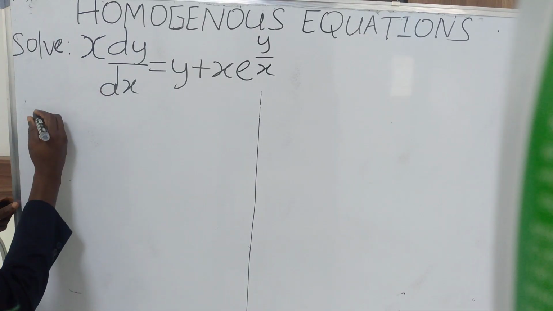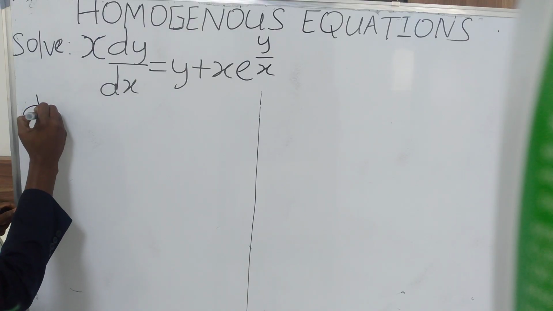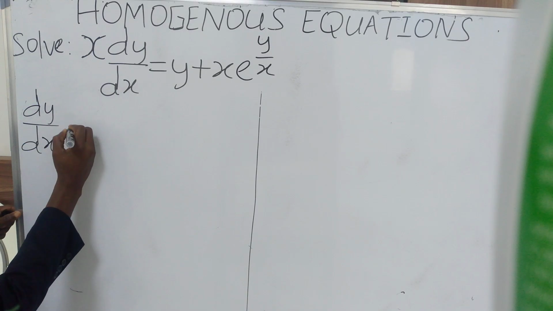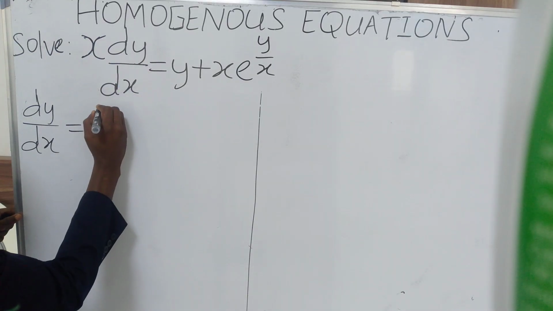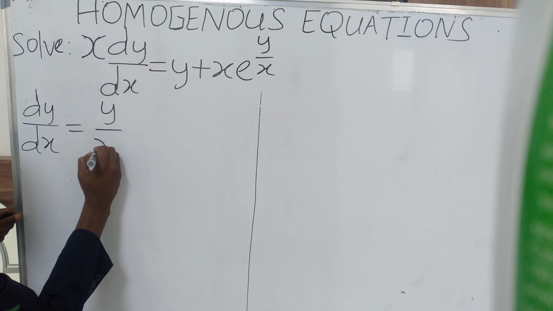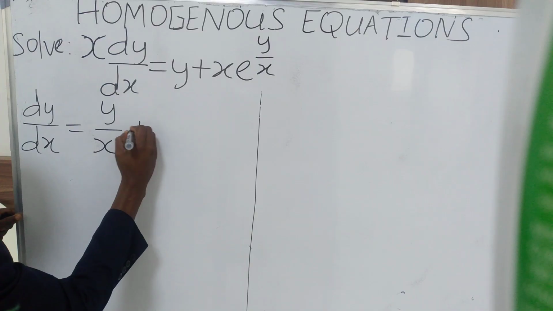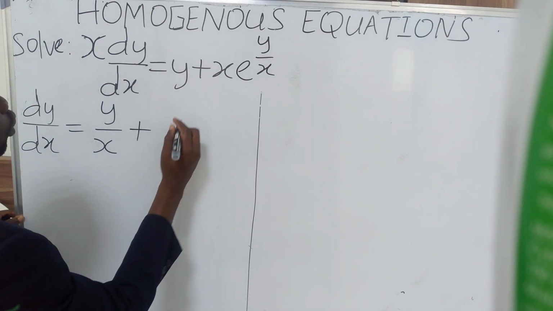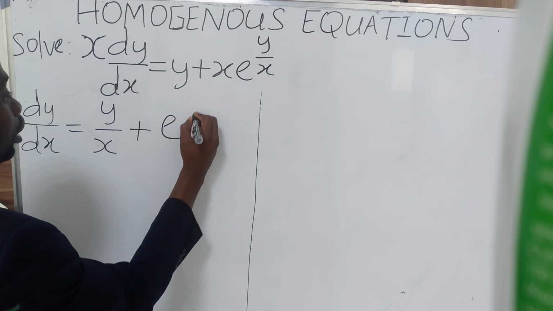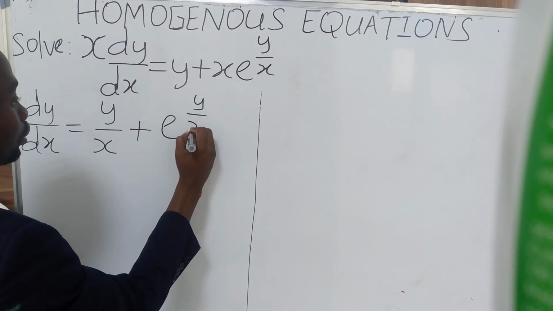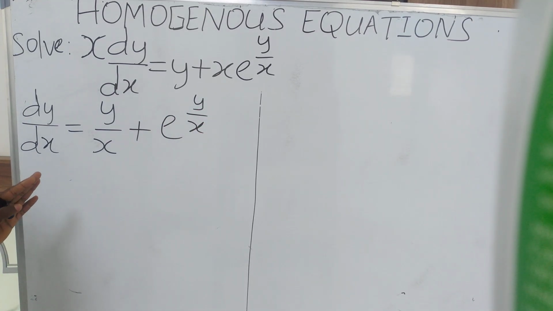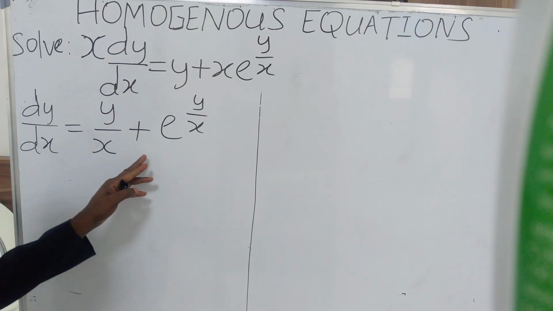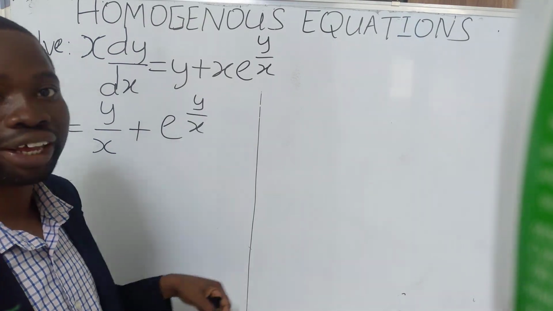I'm going to have dy/dx equals y over x plus, if you divide by x, this x will cancel. So we are going to have exponential y over x. So we are left with dy/dx equals y over x plus exponential y over x.